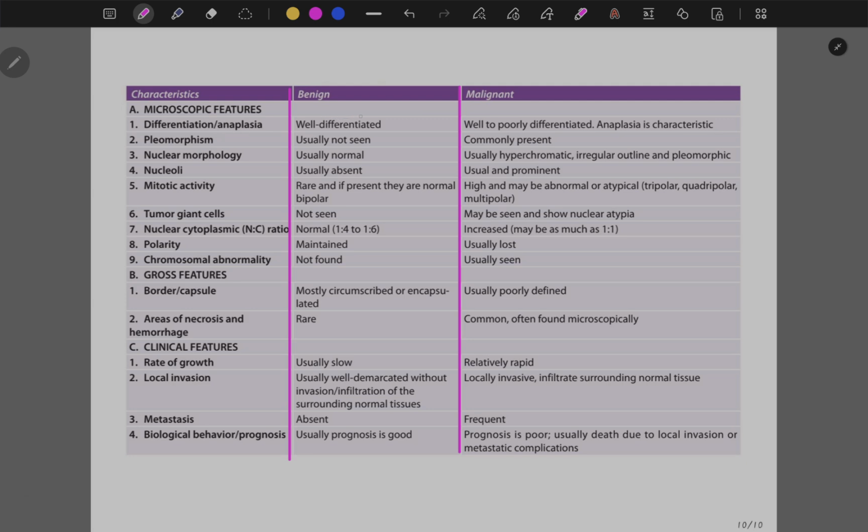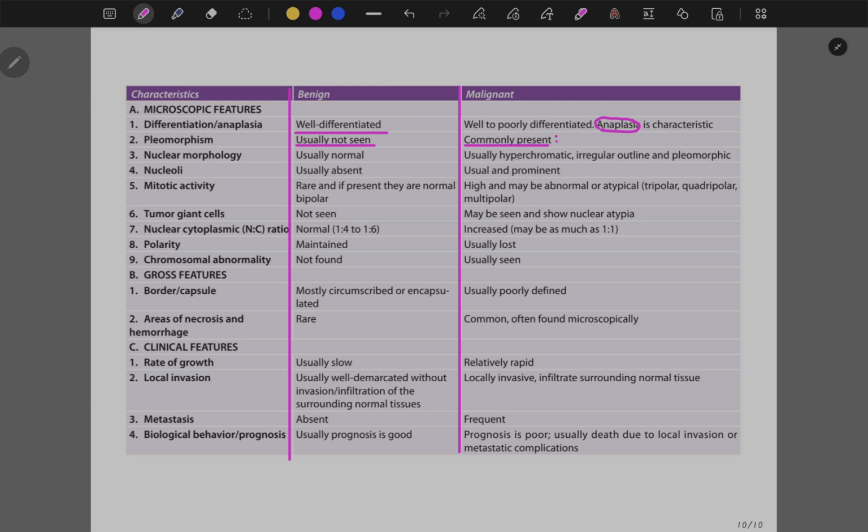And coming to the microscopic features, benign neoplasms are well differentiated and malignant are poorly differentiated. Actually, they show variable differentiation. Some show good differentiation, but most are poorly differentiated or have lack of differentiation, or anaplasia. Anaplasia is characteristic of malignant neoplasm. Then benign does not show pleomorphism, and malignant shows pleomorphism, meaning variation in size and shape of cells and nucleus.